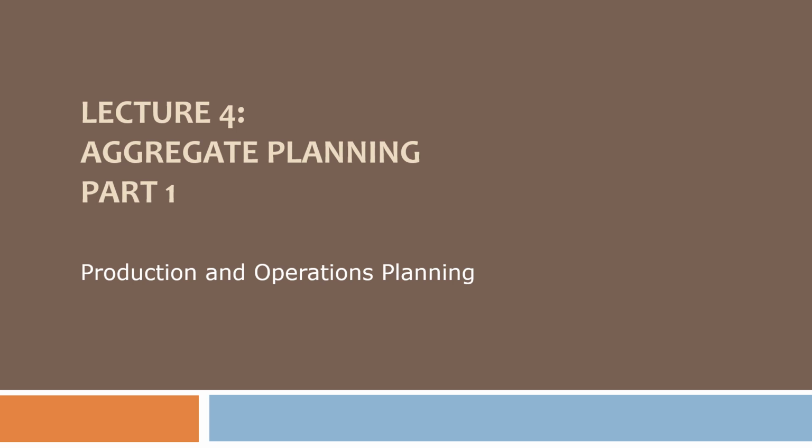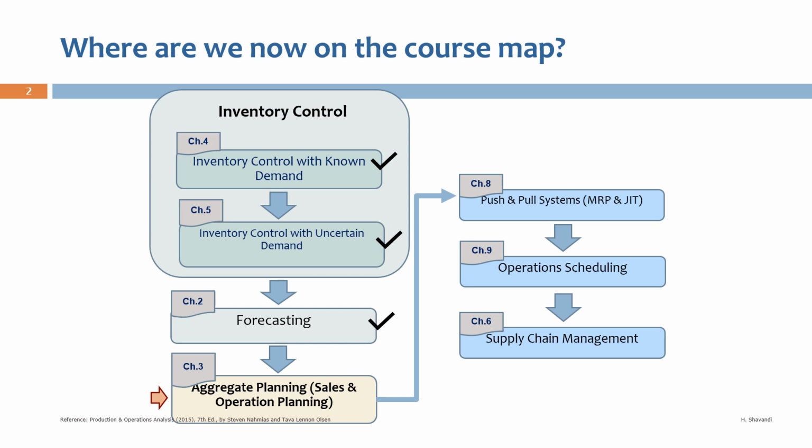Hi everyone, let's start lecture 4 of our course, which is chapter 3 of the textbook, and it's about aggregate planning. This lecture will be covered in 4 parts, and this is the first part. On the course map, we are right here, chapter 3 of the textbook, aggregate planning, sales and operations planning.